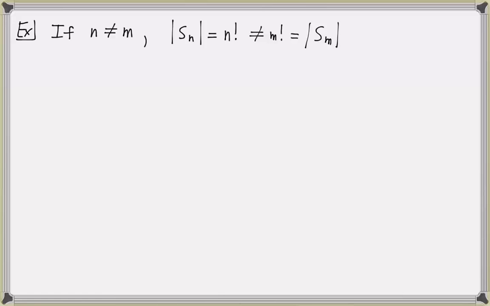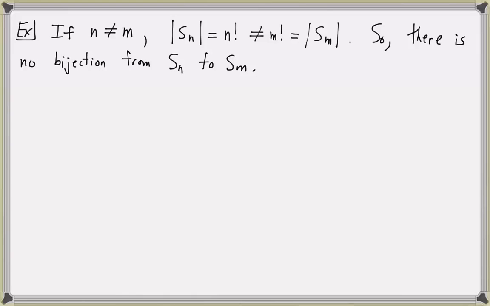So if you have two groups that don't have the same size, the same order, there's no way you can define a one-to-one onto function from Sn to Sm. So there is no bijection from Sn to Sm. Thus, if m does not equal n, Sm and Sn are not isomorphic.